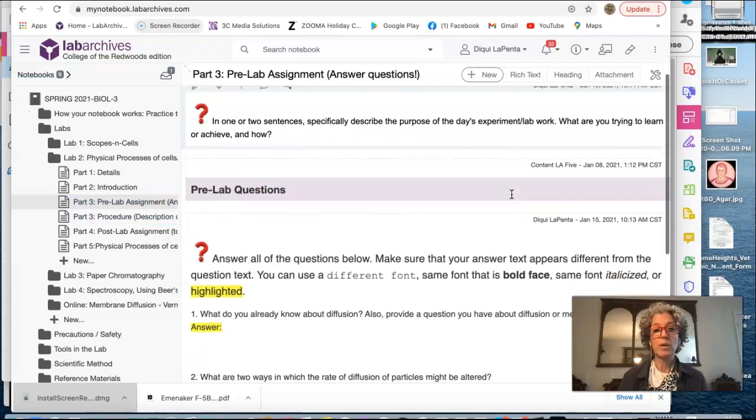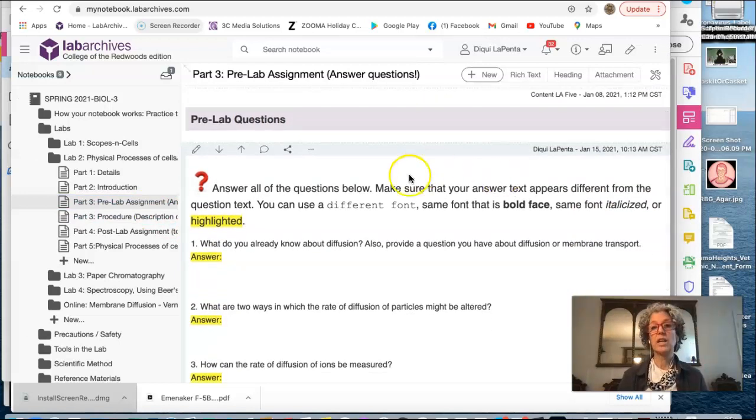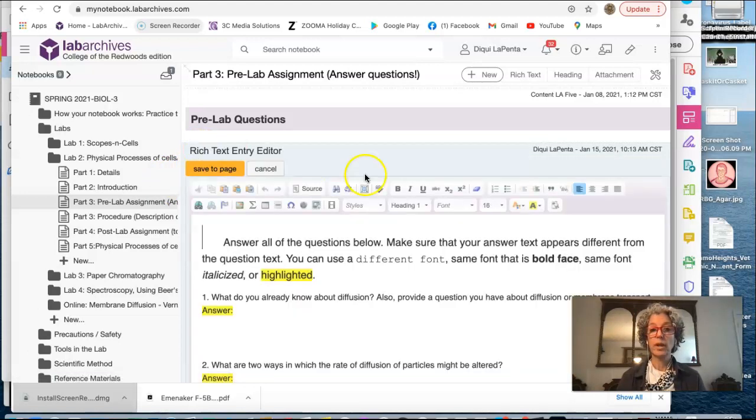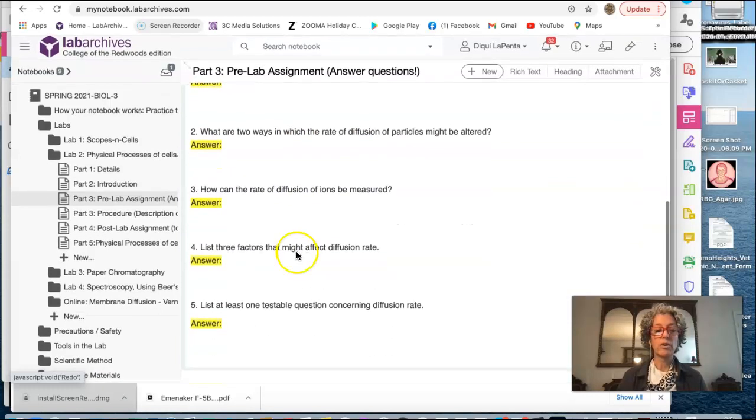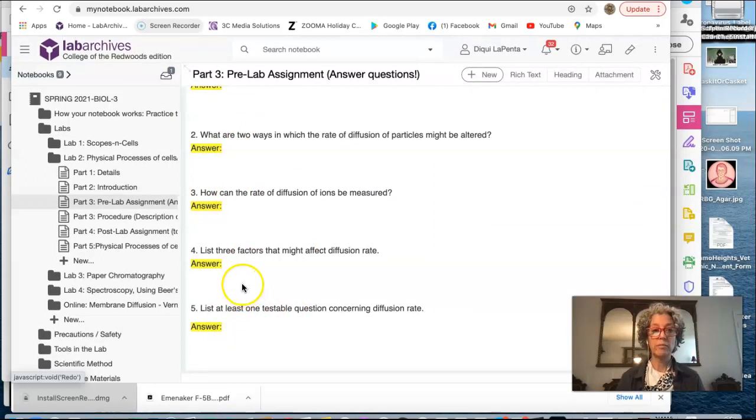So this purpose of the experiment, answering the questions, and here I did say that you do need to make your answer look different from the font of the question, so you can use a different font, you can use boldface, you can italicize, you can highlight. And all of that is possible when you click on that little edit pencil. You can make it bold, italic, underline. You could change the font here. You can highlight here. And I'm not going to edit this because it looks as I want it to. But I did highlight where there are answers that need to be provided.